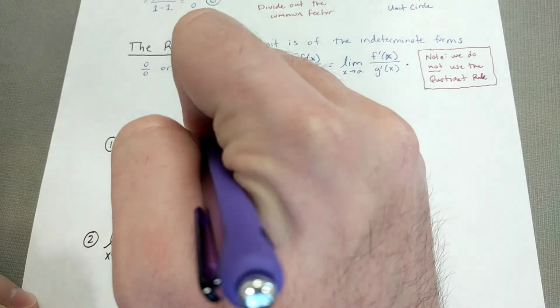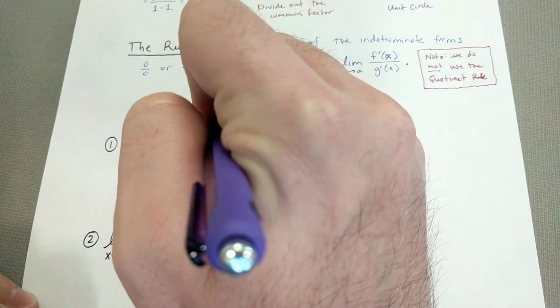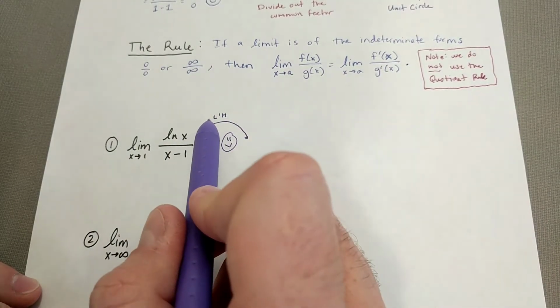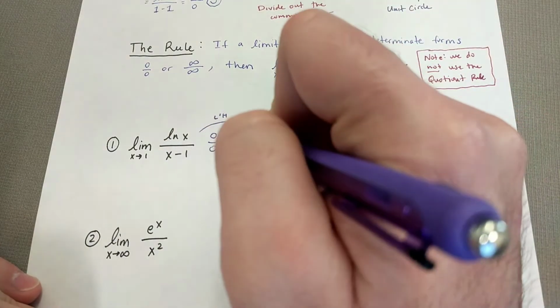I like to put in a little L apostrophe H as I apply L'Hopital. It's really for me going back and looking at my work later on. I can more quickly recognize what's happening. Otherwise I'm like, wait, why did I change that thing to that thing? And now it's more obvious, like, oh, I applied L'Hopital in between. So let's do it. L'Hopital.